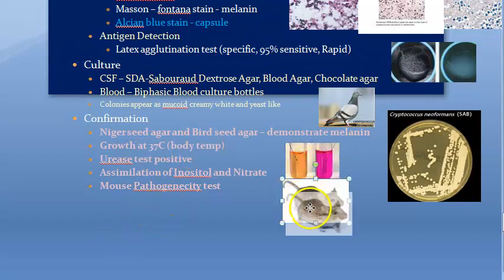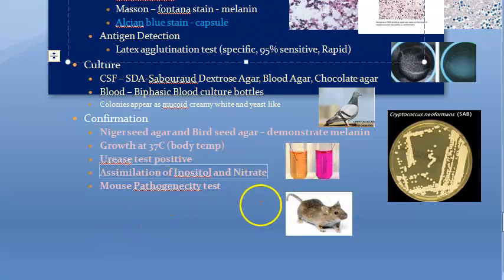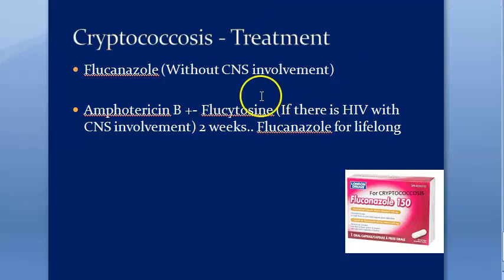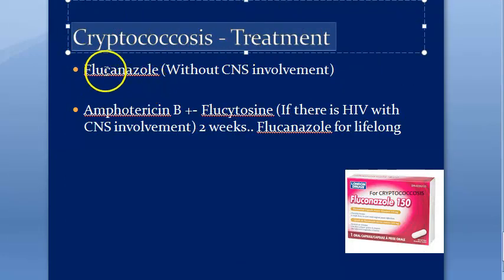You will see that the urease test is positive. There is assimilation of inositol and nitrate. There is a mouse pathogenicity test. Poor mouse has to suffer with the Cryptococcus. So we are done with the lab diagnosis. Let's move on to the treatment of Cryptococcus.